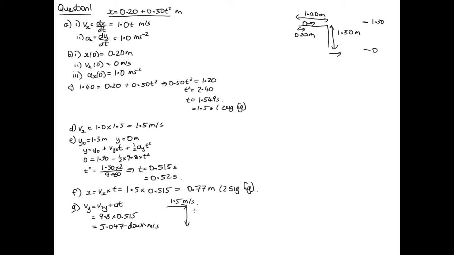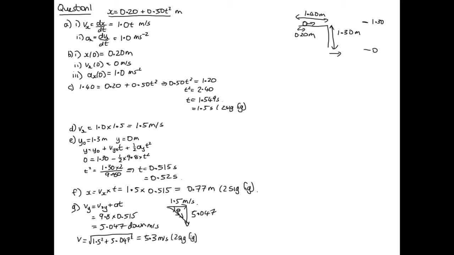So we can draw that here, 5.047, and what we're trying to get is this vector along here. Sorry, it's a bit hard drawing on this board, so that looks a bit wonky. And so to find out the magnitude of the velocity, we're going to have to use Pythagoras' theorem and take the square root of 1.5 squared plus 5.047 squared. And doing that, we end up with 5.26, which is 5.3 meters per second to two significant figures.